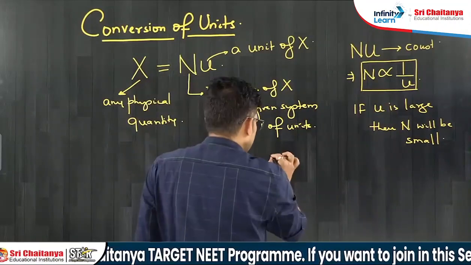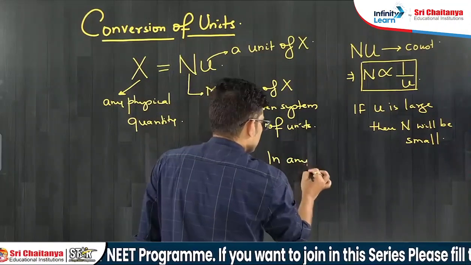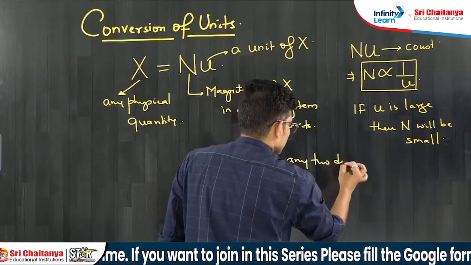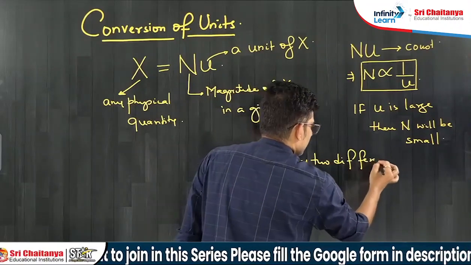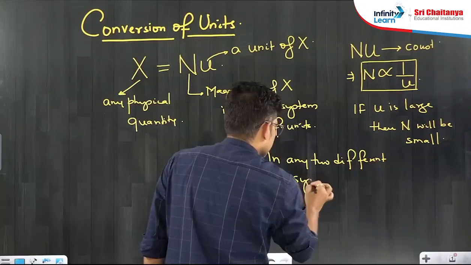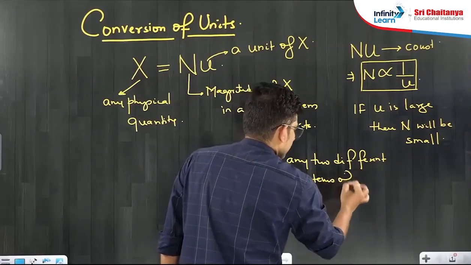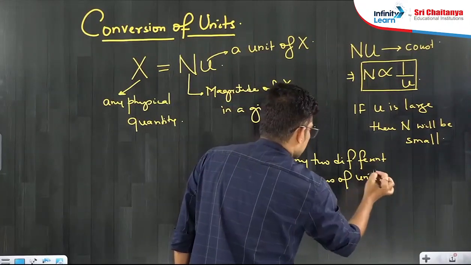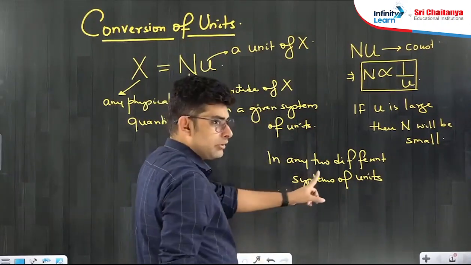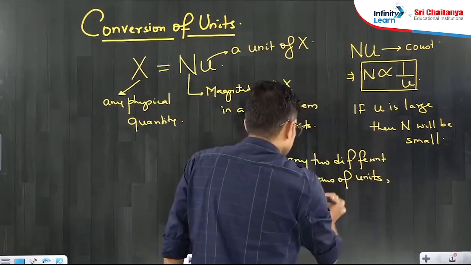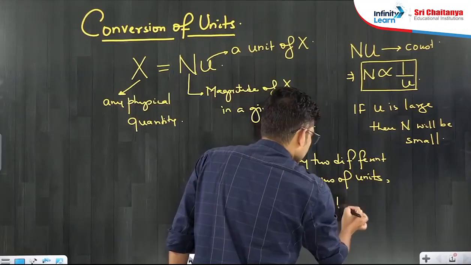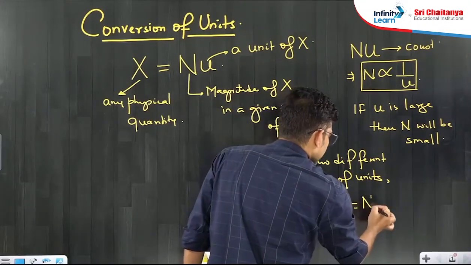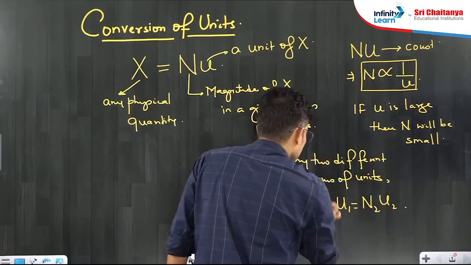And in two different systems of units, suppose I select any two different systems of units, I can write, since nu is fixed, n1 u1 equals n2 u2.